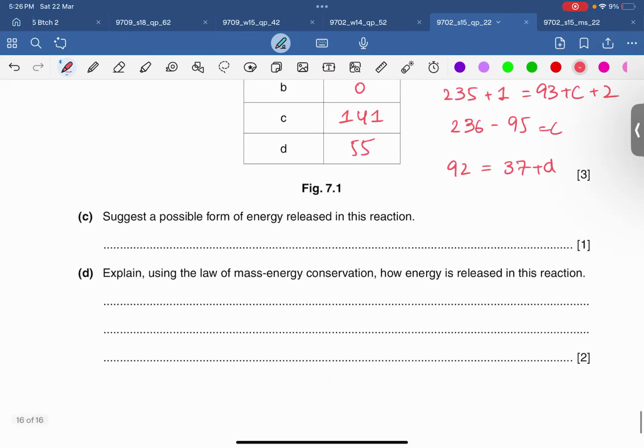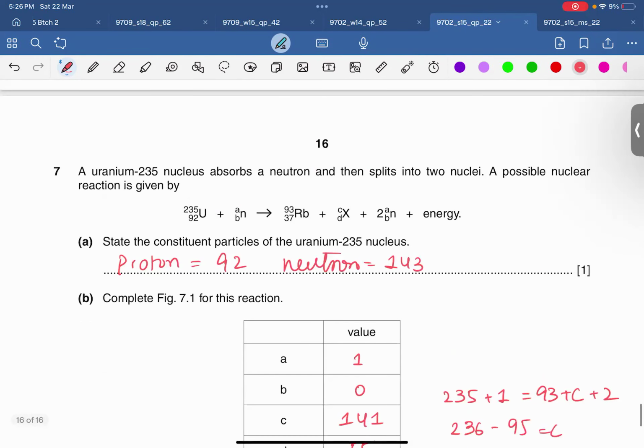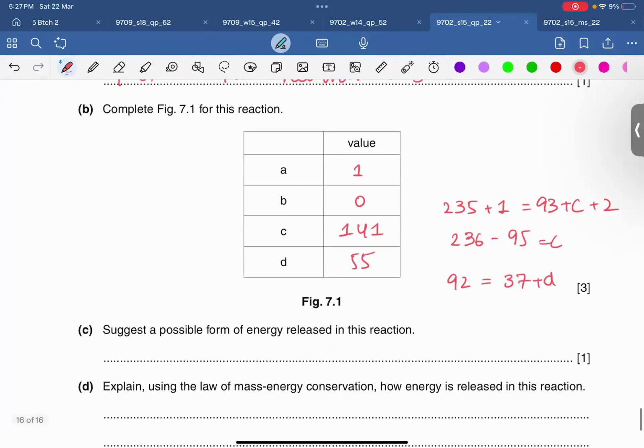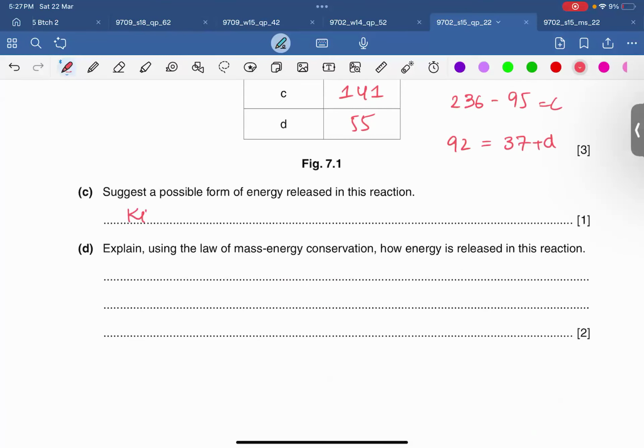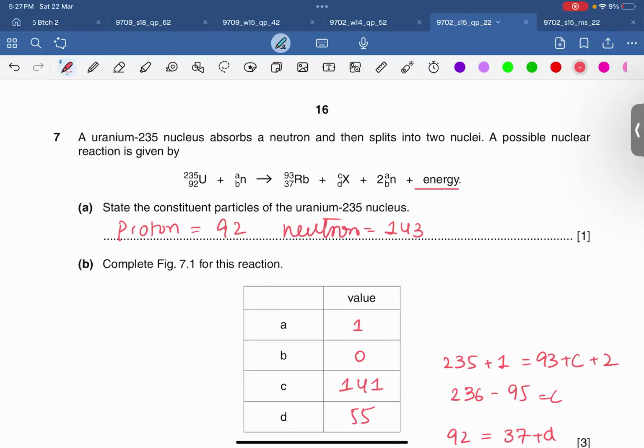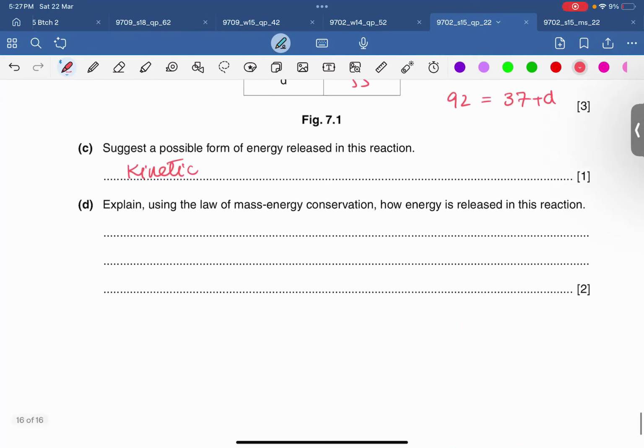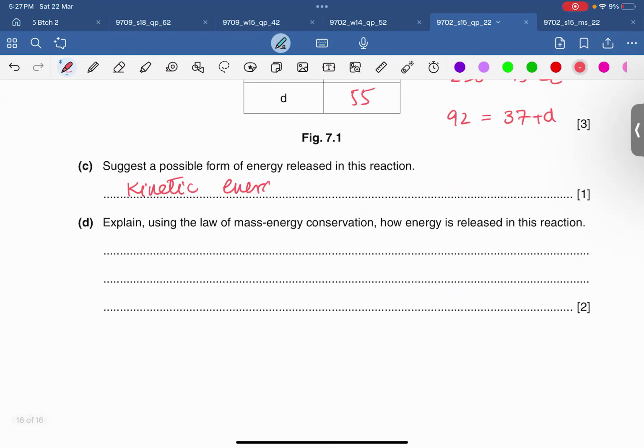This is the possible form of the energy released in this reaction. The energy released is gamma radiation and kinetic energy, always keep these two in mind. Basically this energy is gamma, and since the products start moving after the reaction, they have kinetic energy of the products. And gamma radiation is released as a form of energy.